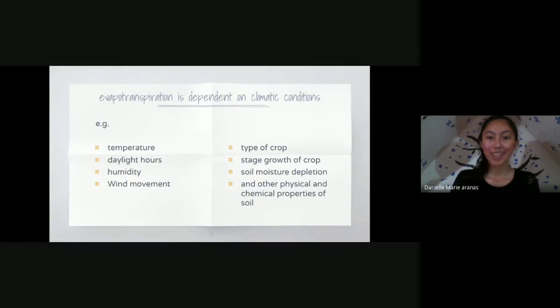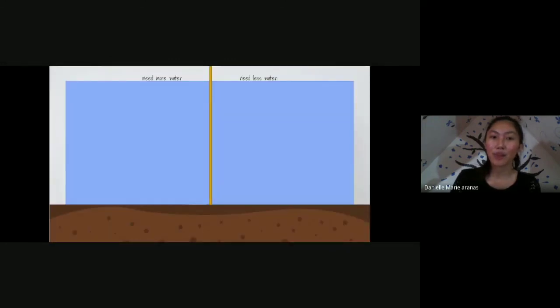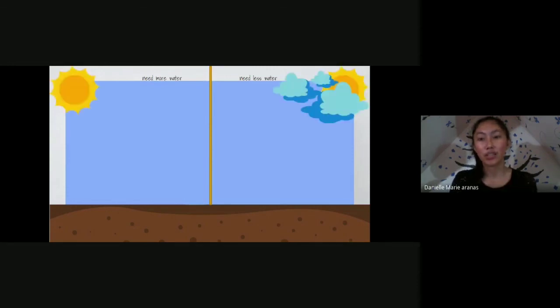So, an example of evapotranspiration as dependent on climatic conditions, I have here a slide where we are going to compare where the plant needed more water, which is located on the left side, and on the right side where the plant needed less water. For example, in a sunny and hot climate, the crops need more water per day than in a cloudy climate.